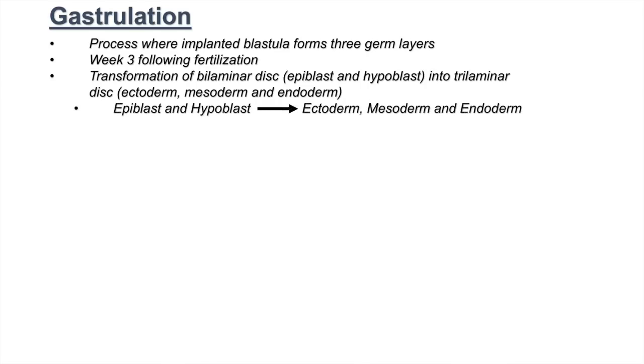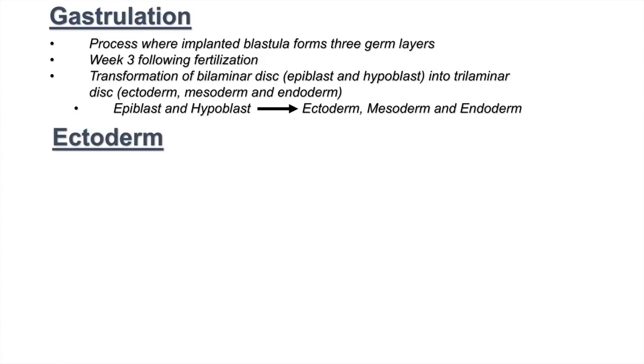So that means that gastrulation is a transformative process where epiblast and hypoblast cells and their layers will eventually become ectoderm, mesoderm, and endoderm. So this lesson will be talking about the steps whereby this process occurs.